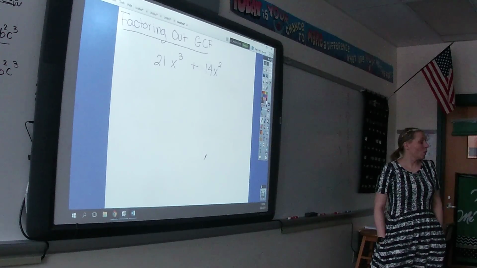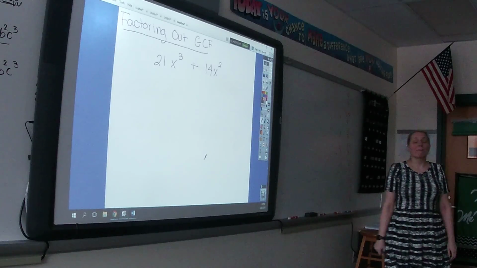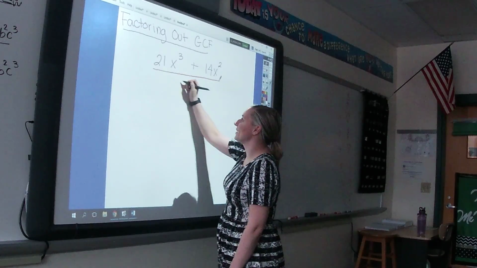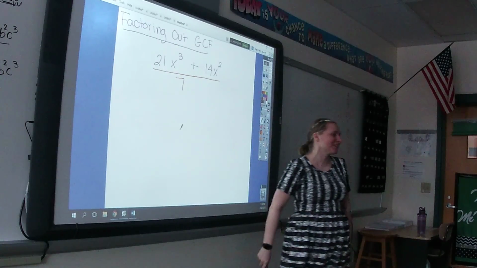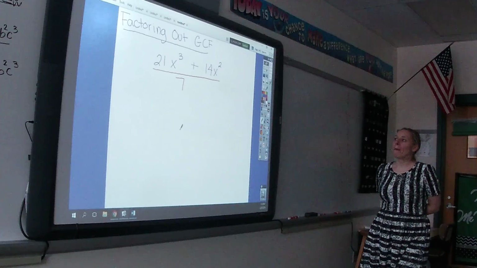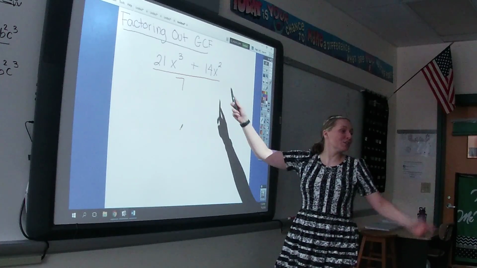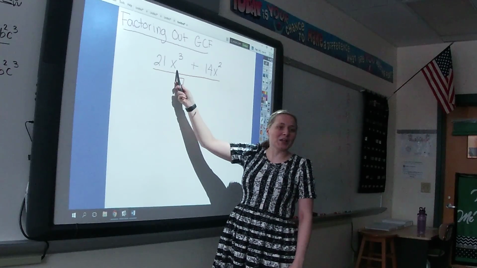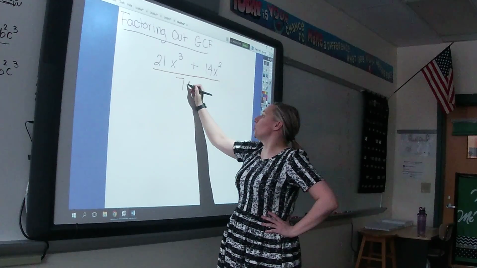21 and 14. What will go into 21 and 14? 7. So just like yesterday, we're going to divide out what goes into each of them. Do they both have the variable? Yes. The smaller exponent is? 2.